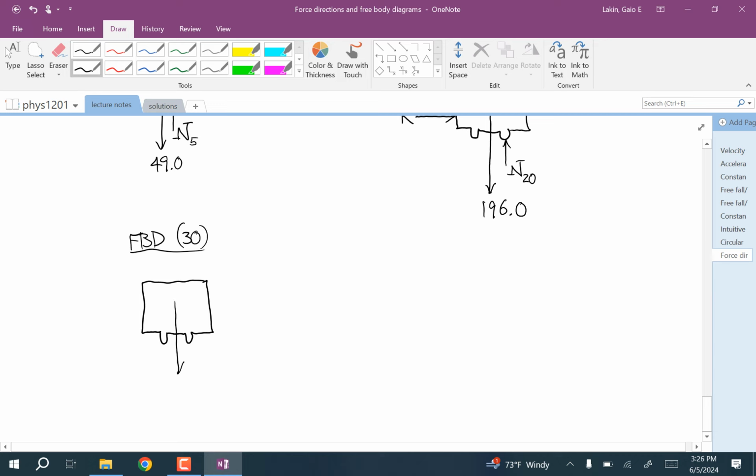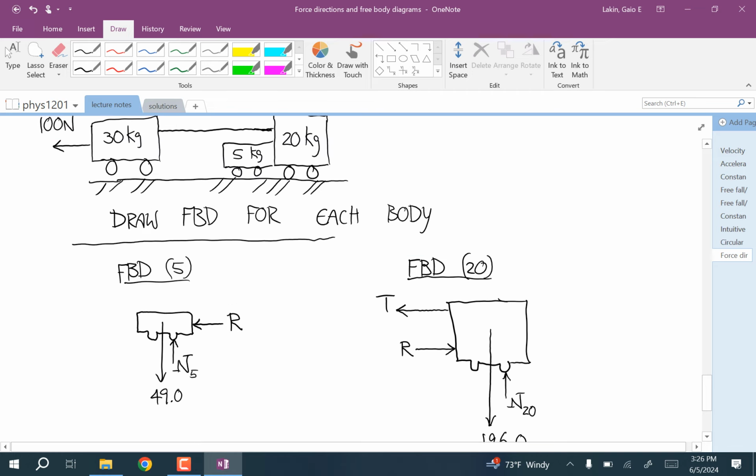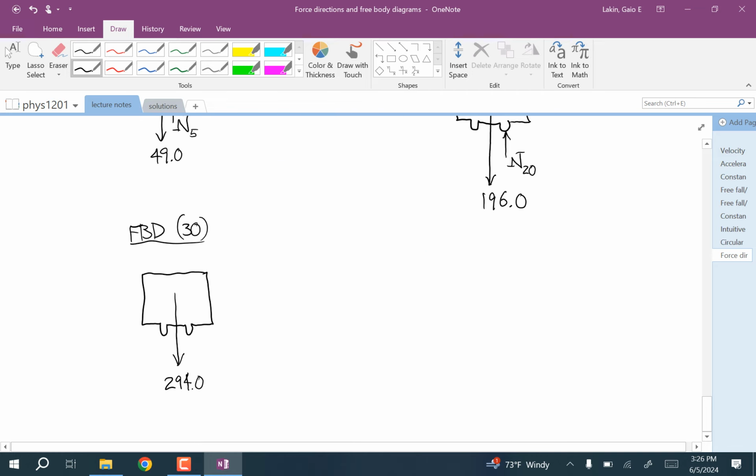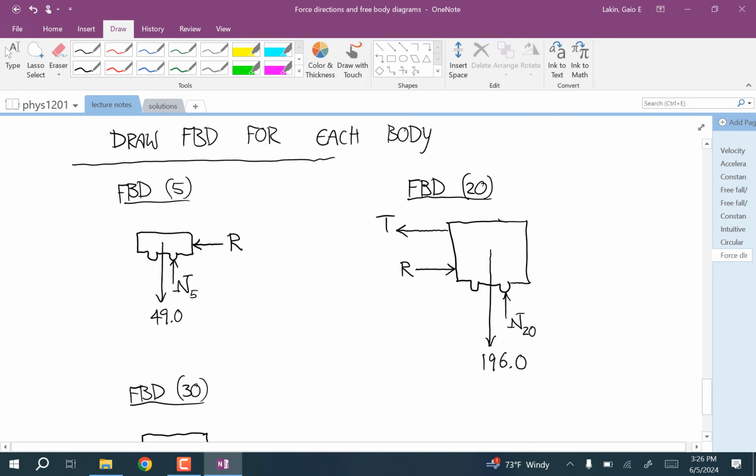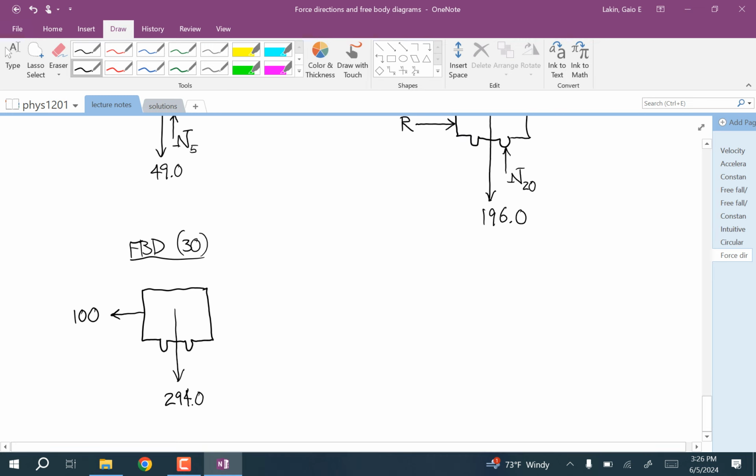Okay, so there's a weight force down of 294 newtons. That's 30 times 9.8. There's the given force of 100 newtons. A force given like that means we're not told what's causing that force, but someone else in the calculation has already figured out that's what's applied. And so we just put that in there the way it's given. Then there's a pushing force from the ground up. I'll call that N30.